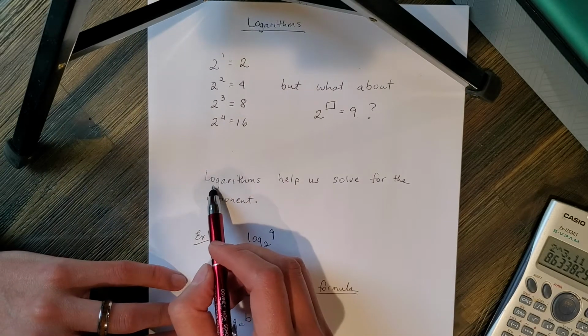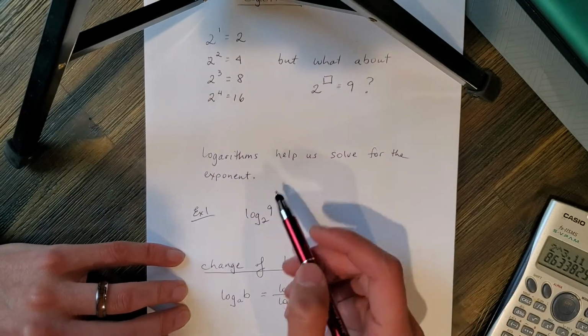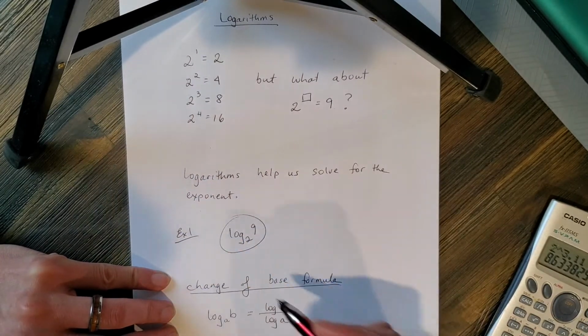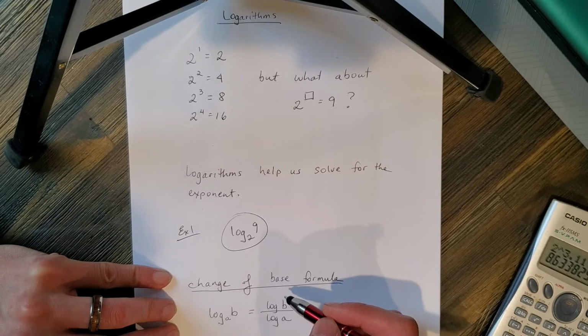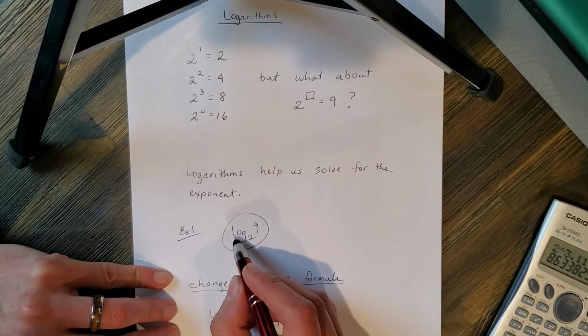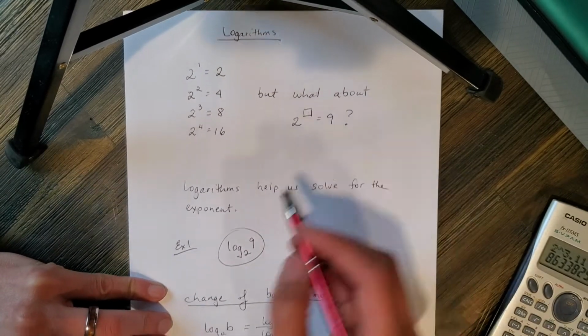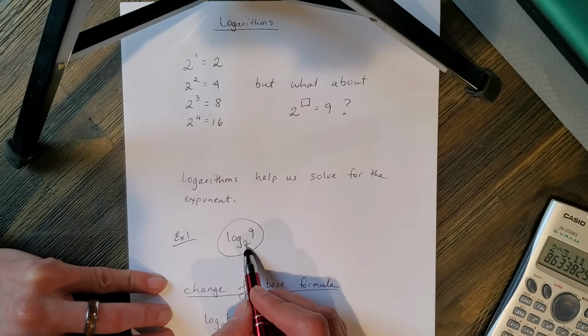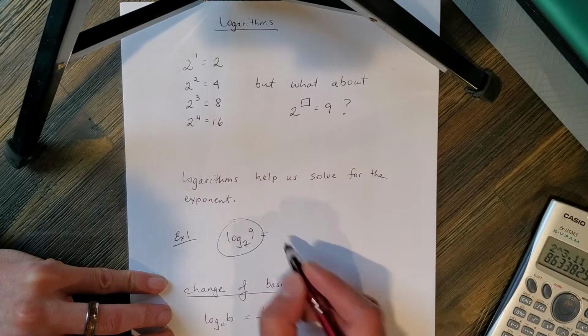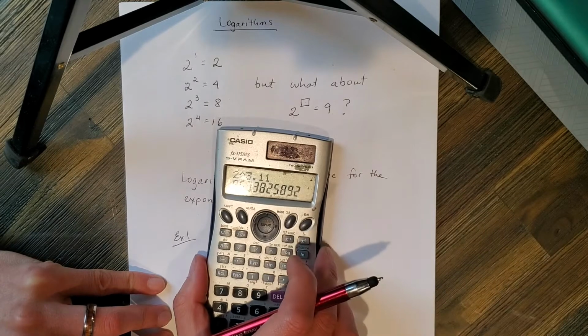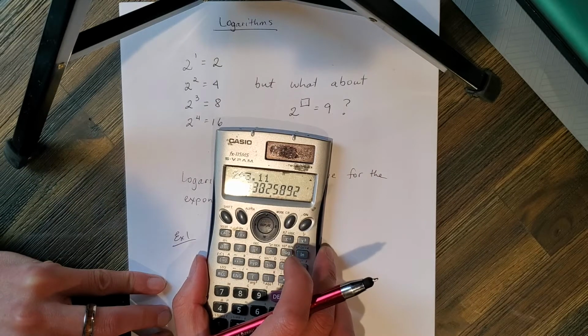So notice here, logarithms help us solve for the exponent. So for example, this here, 2 to what power is 9, can be written as a log. And this is how you write it. Notice here, the base of the log is 2, because we're trying to find out 2 to what power is 9. So log base 2 of 9 is going to give us the answer. Now we know it's going to be 3 point something, because that's what I was doing on the calculator. We just have to figure out exactly 3 point how much.